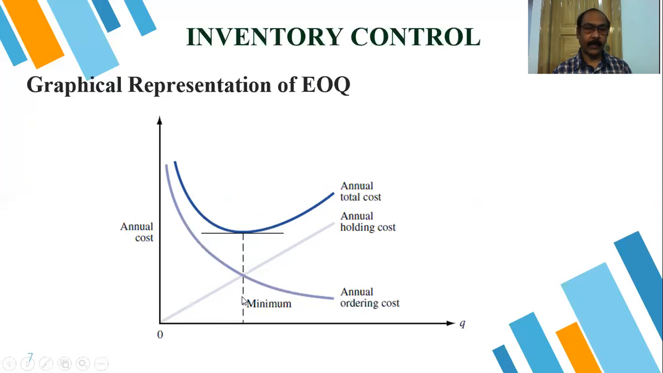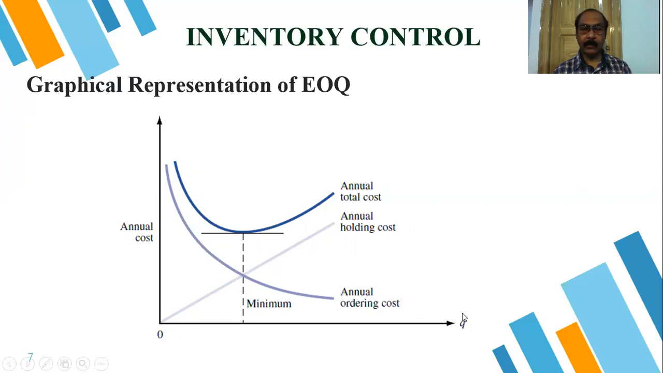This line passes through the intersection of the annual holding cost and the annual ordering cost, and also touches the bottom of the annual total cost. This axis is the quantity axis, and this axis is the annual cost axis. Moving this way represents the quantity we are going to order. This is the minimum point, where that perpendicular line meets the Q axis.